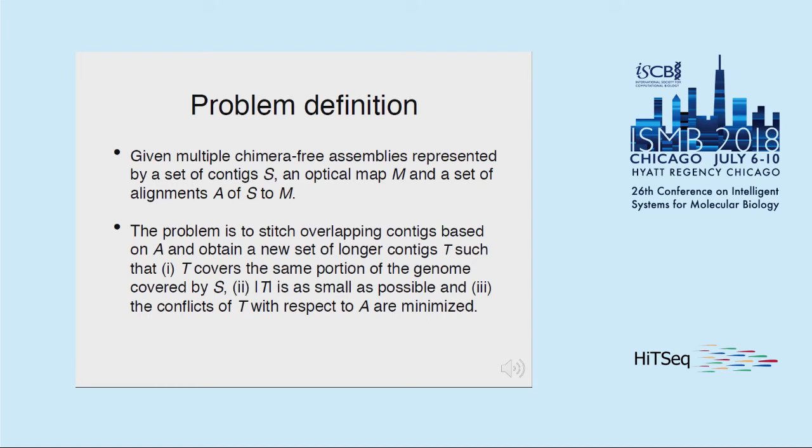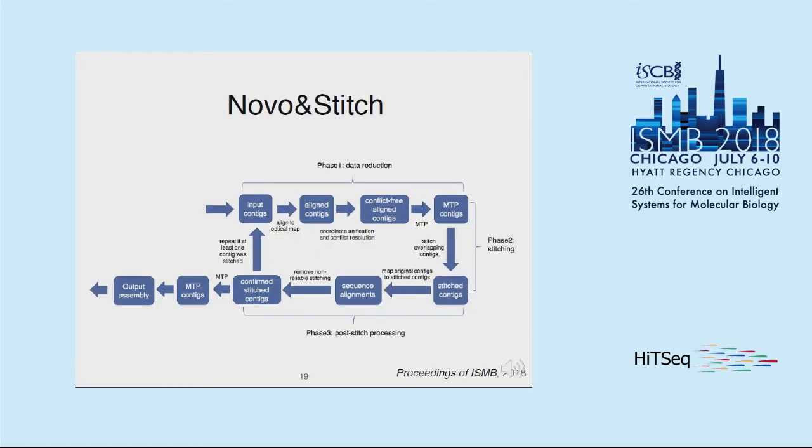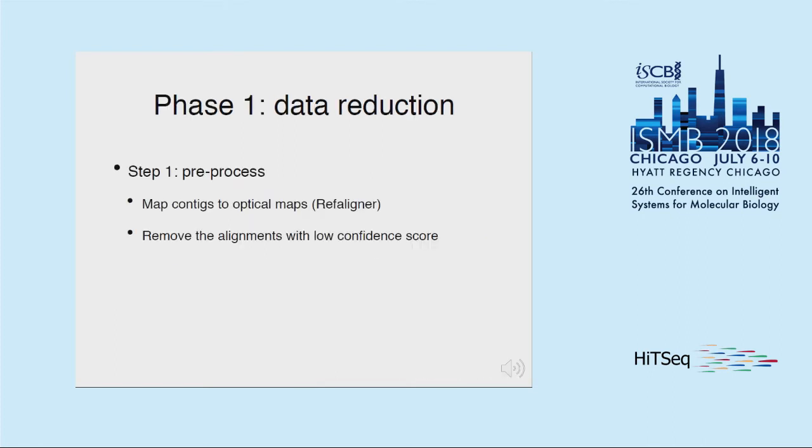Because of the 2 difficulties, instead of solving this big optimization problem, we created an iterative algorithm called NovoStitch. This algorithm stops when the final assembly does not change anymore. In each iteration of NovoStitch, there are 3 phases. Phase 1 is data reduction, phase 2 is stitching, and phase 3 is post-stitching processing. Let's look at the details.